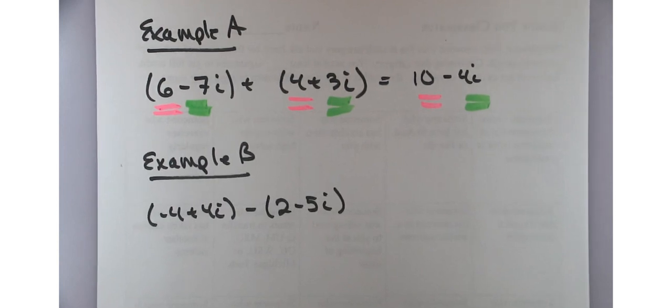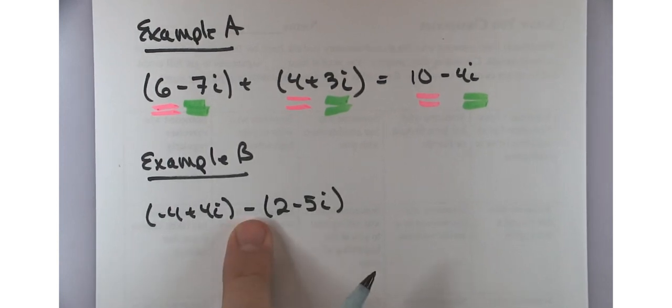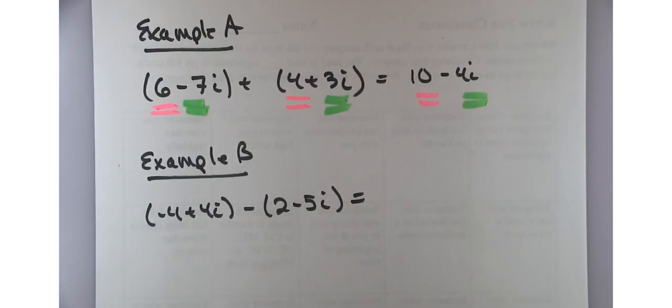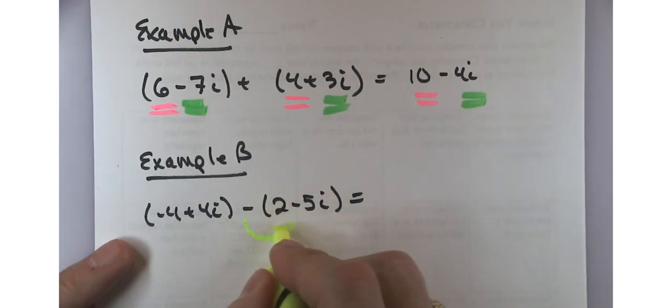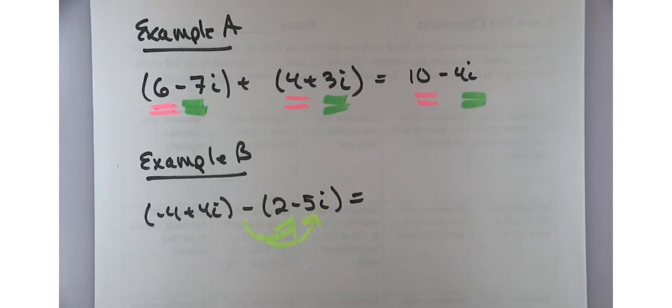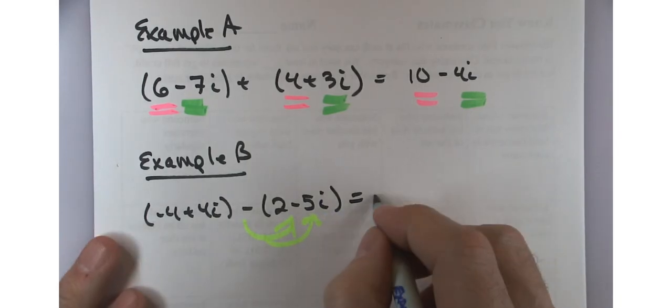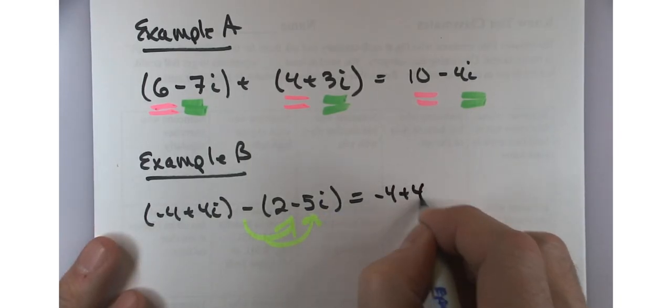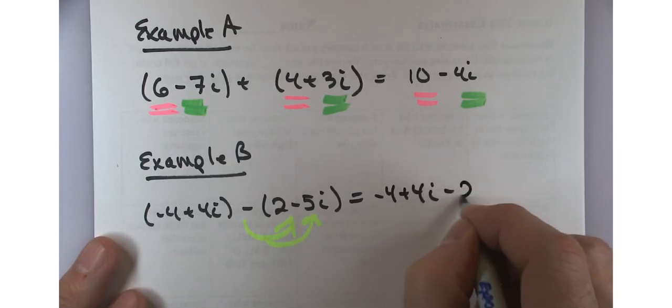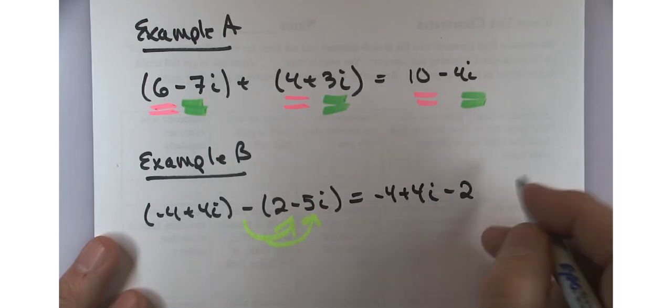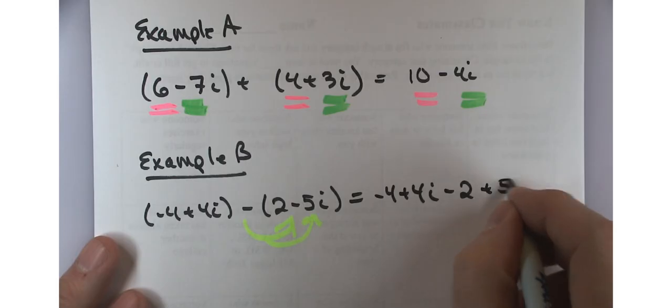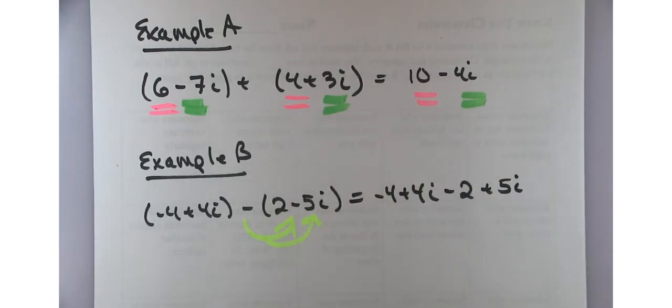And the thing that we had to be careful there is that this negative has to distribute itself to both of those terms. So it's not enough just to subtract the 2, but it's going to change the sign on the 5 as well. So I'll rewrite this as negative 4 plus 4i minus 2, and then what? Yeah, awesome, thank you, plus 5i.